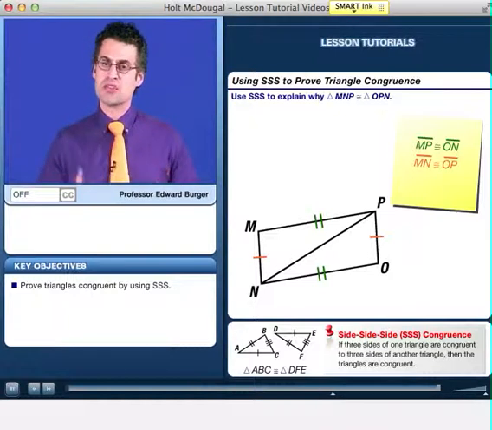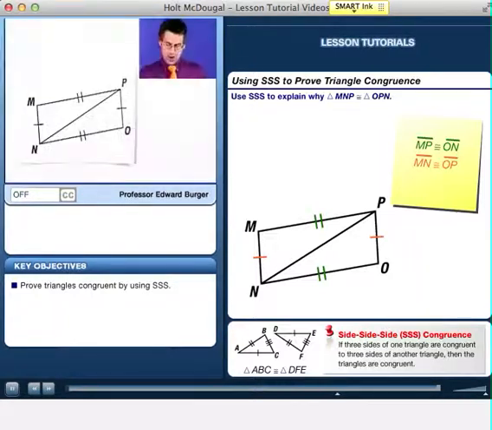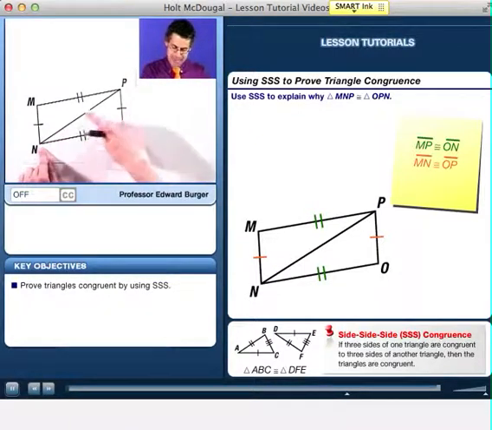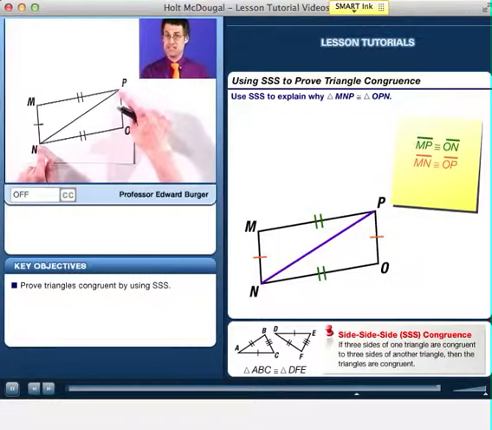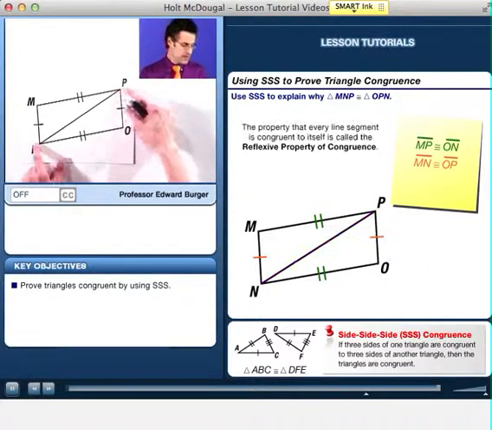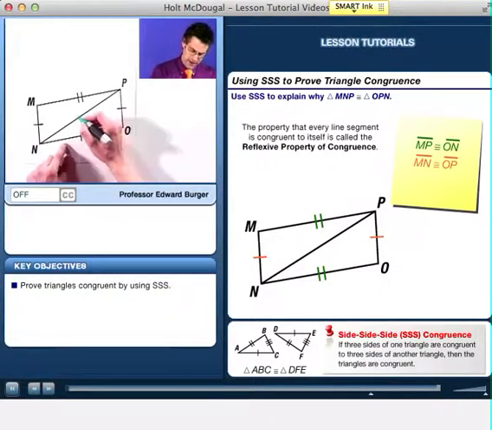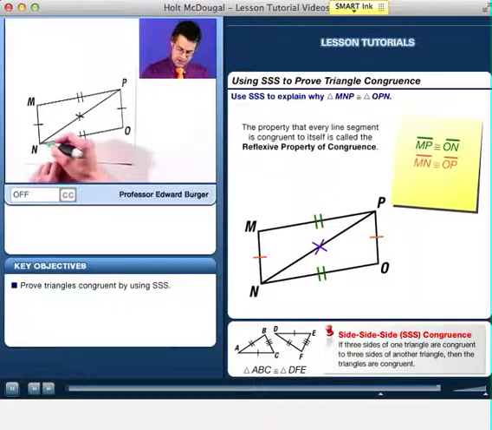Well, where is the third side of each of those triangles? Notice they, in fact, coincide along NP. So since NP, that line segment, is congruent to itself, every line segment is congruent to itself, then I know that, in fact, this line segment is congruent to itself.